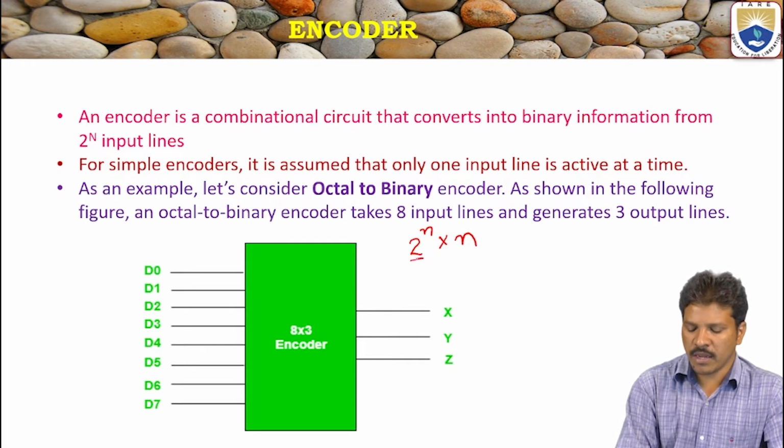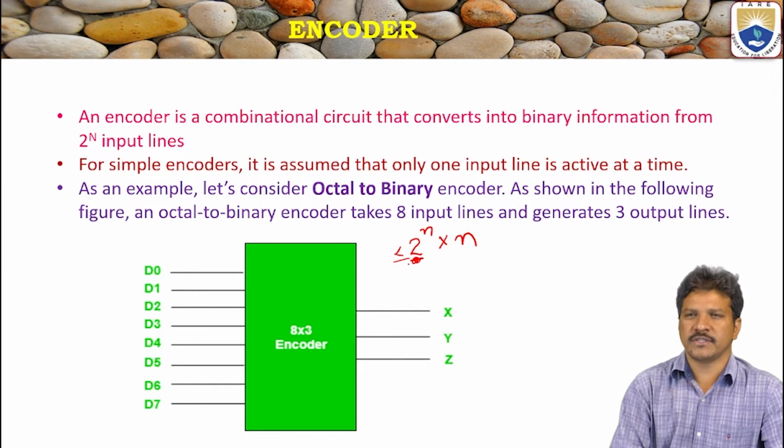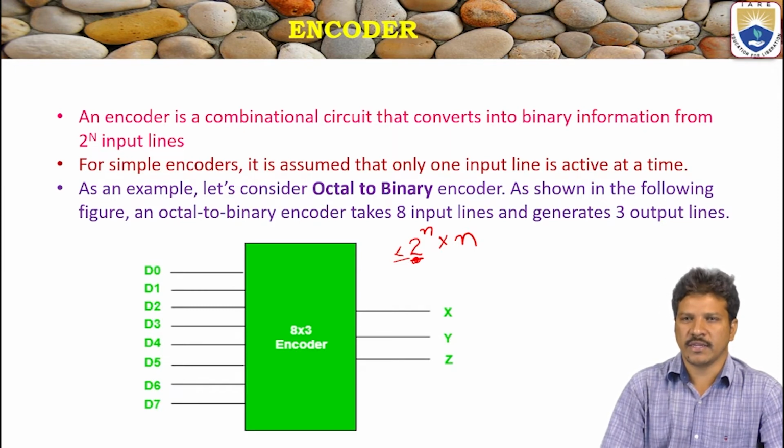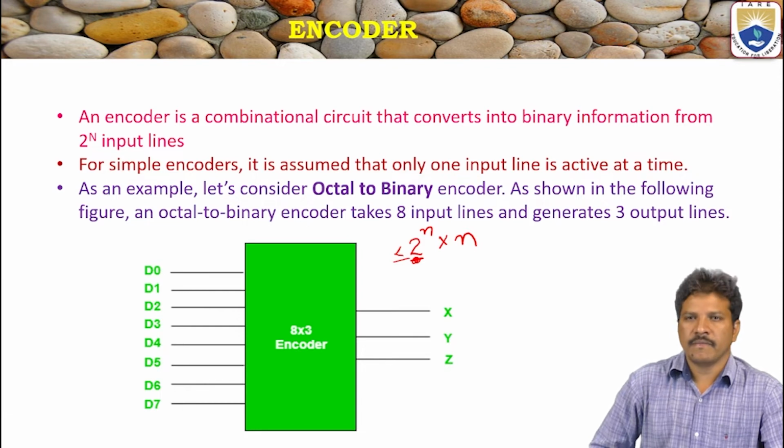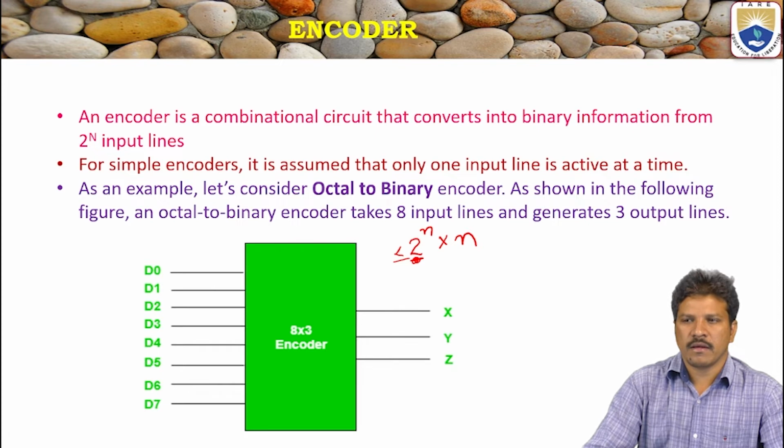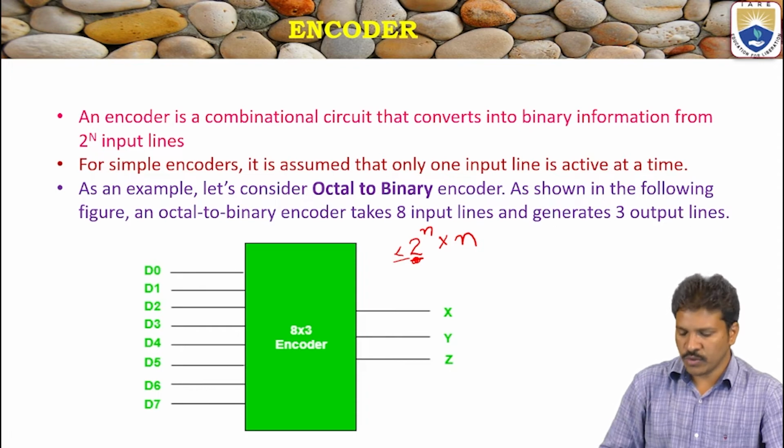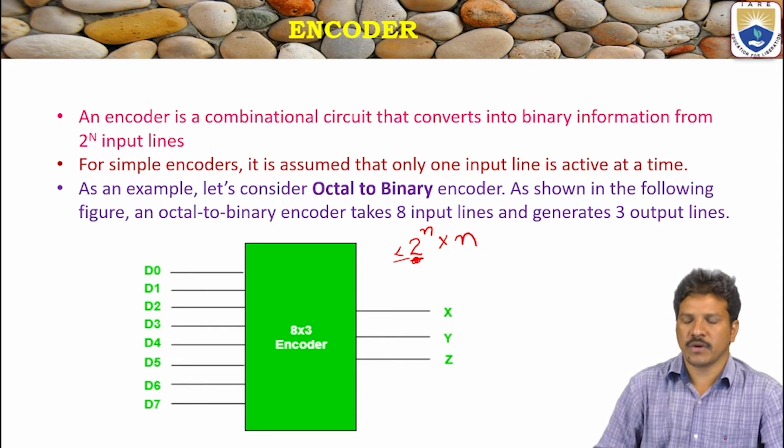This 2 power n may be maximum, or it may be less than or equal to 2 power n lines, which depends on the combinations of the n lines. And this encoder may be used in conjunction with, like BCD to binary conversion or binary to BCD conversion. So sometimes we use this type of encoders.